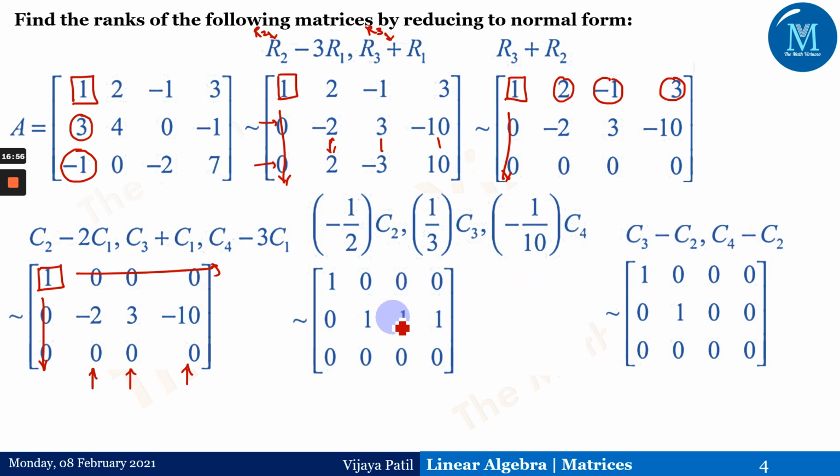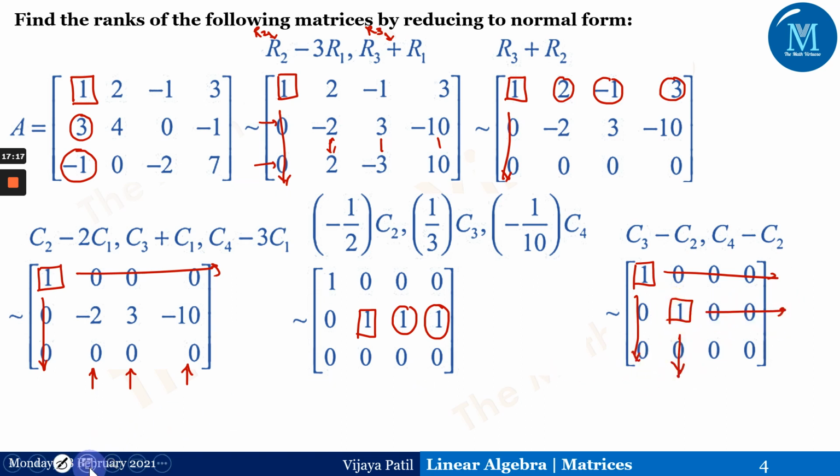So we have done this as 1, and this has to be 0. This has to be 0 by choosing this transformation, C3 minus C2, C4 minus C2, and we have got this as the first row. Below that, zeros. Next also zeros. This is 1, below 0, next also 0.